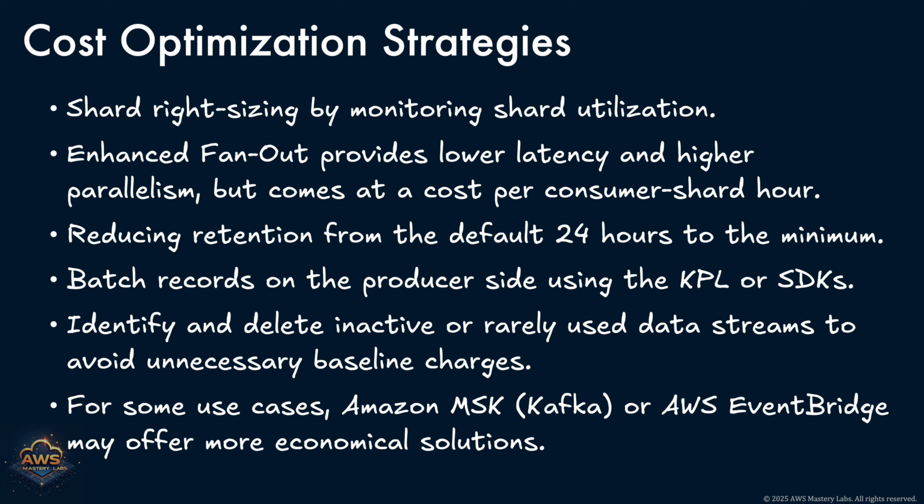Monitoring and alerting is a must-have. Use AWS CloudWatch and AWS Budgets to track usage and trigger alerts for unexpected cost spikes or usage anomalies, giving you a chance to respond before the bill grows. And finally, evaluate your architecture. In some cases, alternative services like Amazon MSK, Kafka on EC2, or even EventBridge might provide more cost-effective solutions depending on your throughput, latency, and durability requirements.